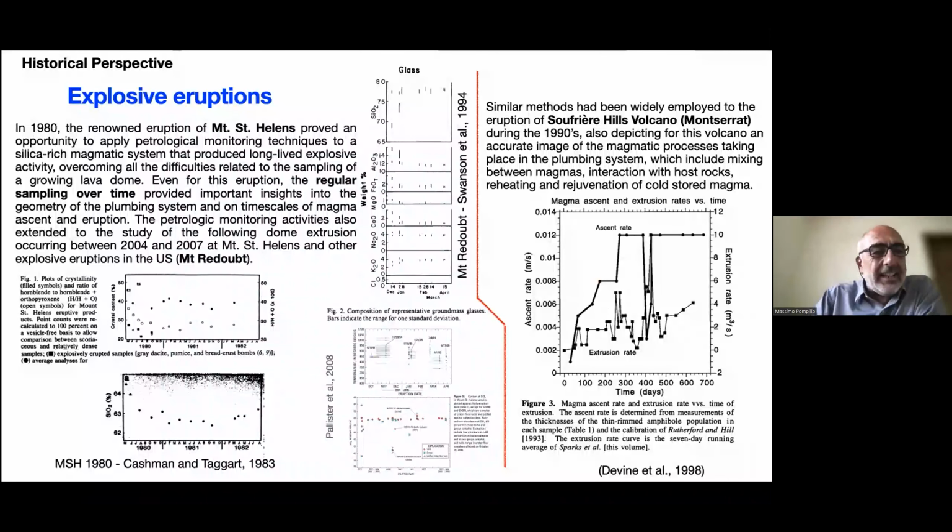After this, in 1980, during Mount St. Helens, there was also the opportunity to apply petrological monitoring techniques to a more evolved silica system. Mount St. Helens produced the big Plinian eruption in May of 1980. In particular, the activity that followed the climactic eruption, for example the growing lava dome, was followed by a team that did a sort of regular sampling over time.